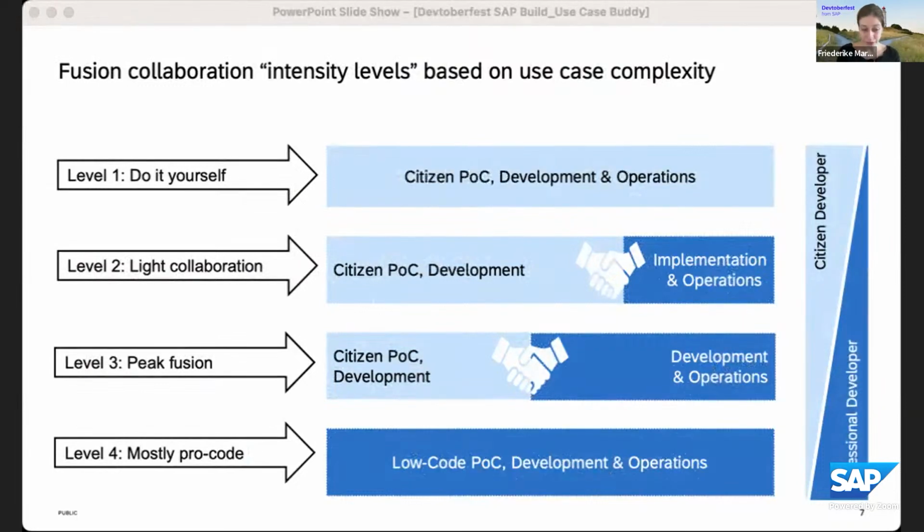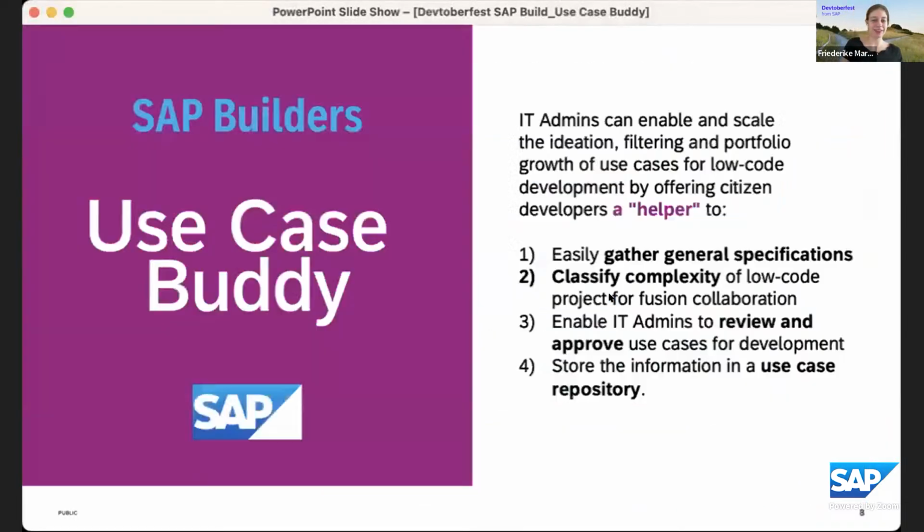And that's where I'd now love to introduce you to the use case buddy, because when talking about all of this complexity, how to define different levels, and how to help this whole pro and citizen fusion collaboration, that's where the use case buddy jumps in. We know the benefits of low code. We know that we need different complexity levels of use cases in order to understand them fully and use the benefits. And that's where the use case buddy jumps in.